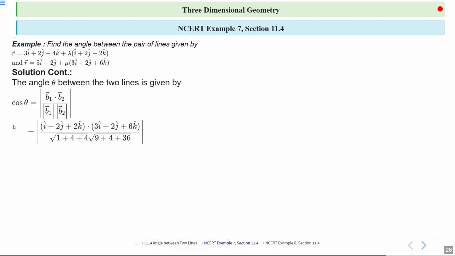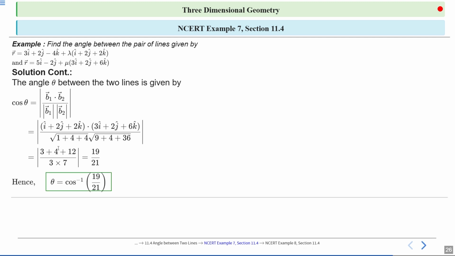This is equal to absolute value of i cap plus 2j cap plus 2k cap dot product 3i cap plus 2j cap plus 6k cap divided by square root of 1 plus 4 plus 4 times square root of 9 plus 4 plus 36. This is equal to absolute value of 3 plus 4 plus 12 divided by 3 times 7, equals 19 divided by 21. Hence, theta equals cos inverse of 19 divided by 21. So the angle between the given two lines is theta equals cos inverse of 19 by 21.